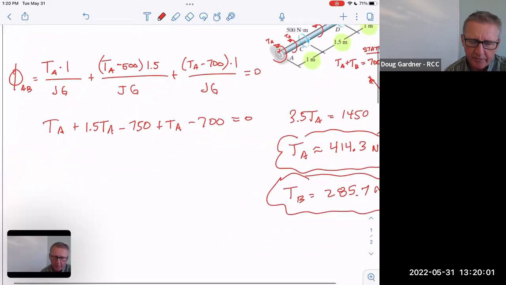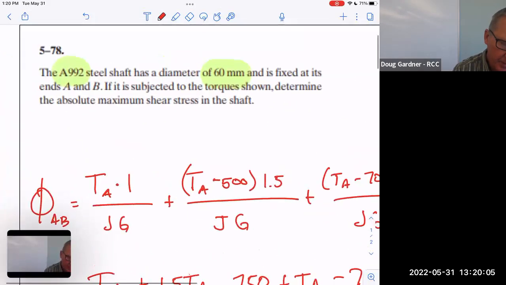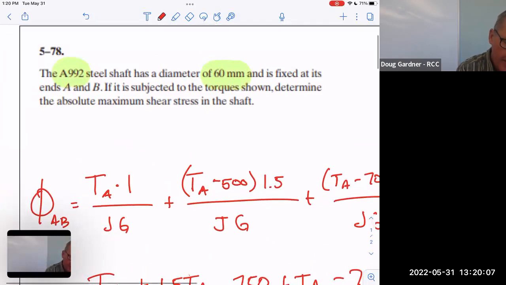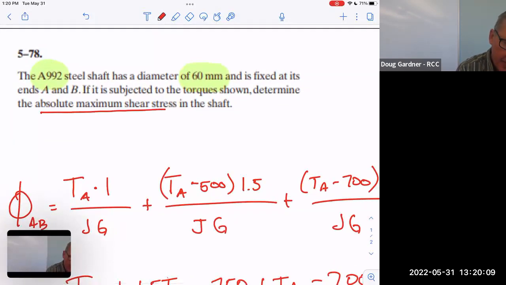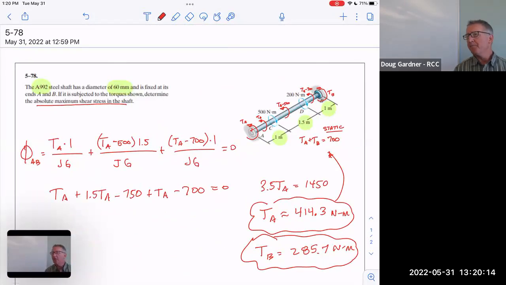Now, I want to draw a picture of something here because it actually asks something rather interesting. Notice it asked for the absolute maximum shear stress. It didn't actually ask for the two torques. Like in the previous intro question I showed you a minute ago, we just said, hey, look, we actually found those two torques. We're done.